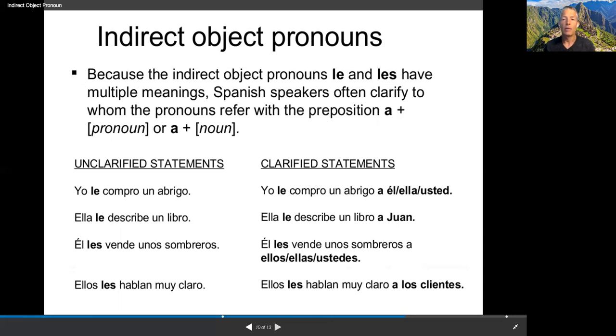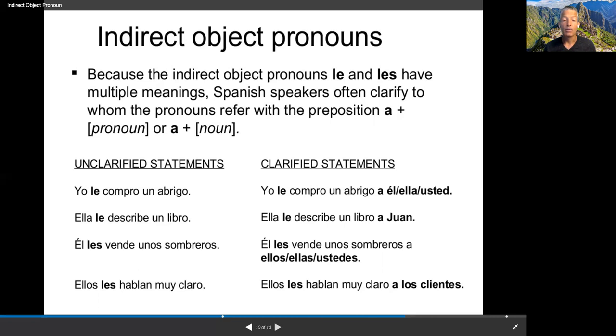Because the indirect object pronouns le and les have multiple meanings, Spanish speakers often clarify to whom the pronouns refer with the preposition a plus the pronoun or a plus the noun. Okay, for example, yo le compro un abrigo. What does this mean? I buy a coat for her, for him, for you. We don't know. But if I say a él, a ella, a usted, a Juan, a Luisa, if I add that, then it makes it clear who le is.